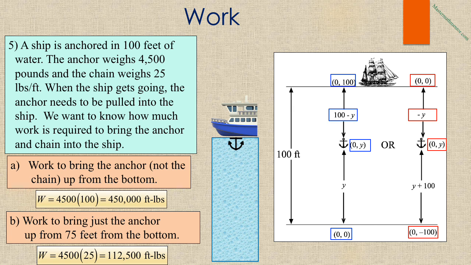If we want to bring the anchor up from 75 feet from the bottom, realize that if it's 75 feet from the bottom, then we only have to move it 25 feet. So our work is 4,500 times 25, which is 112,500 foot-pounds.